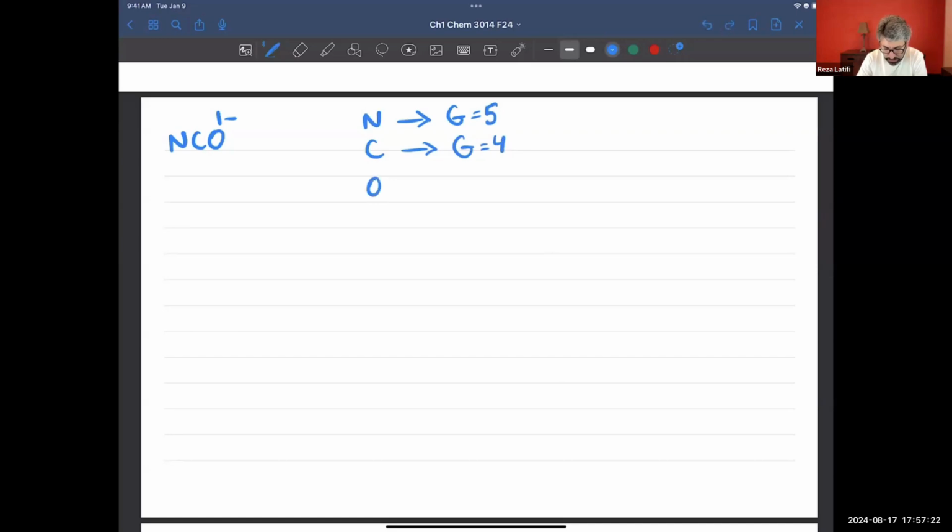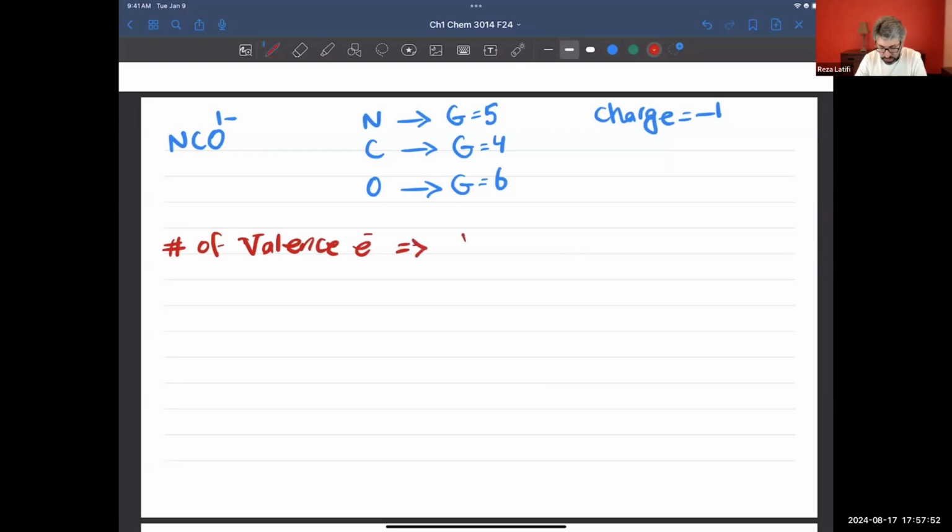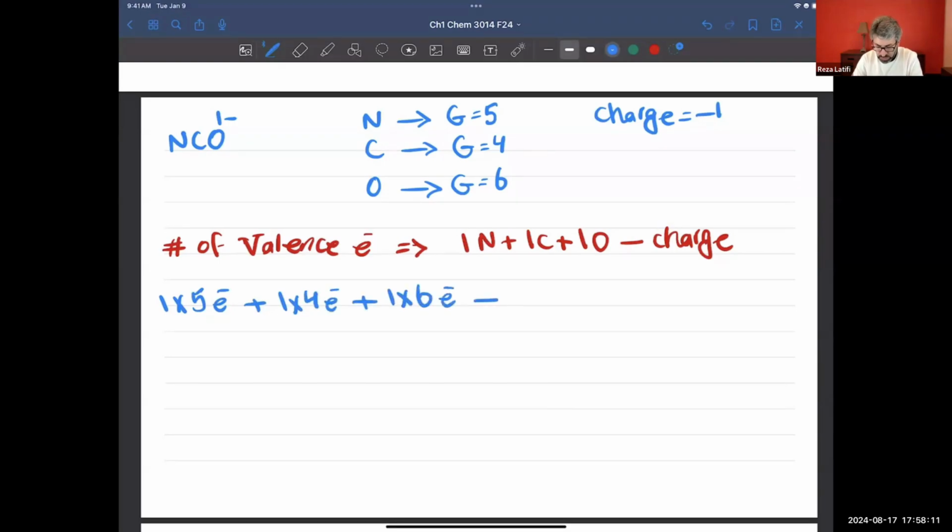and oxygen is group 6. That means it has 6 valence electrons, and the charge is equal to -1. In order to draw the Lewis structure of this species, we need to know the total valence electrons. So we're going to start with the total number of valence electrons: 1 nitrogen plus 1 carbon plus 1 oxygen minus the charge. So I go 1 multiply 5 electrons for nitrogen plus 4 for carbon plus 1 multiply 6 for oxygen minus the charge. The charge is -1, so minus of -1.